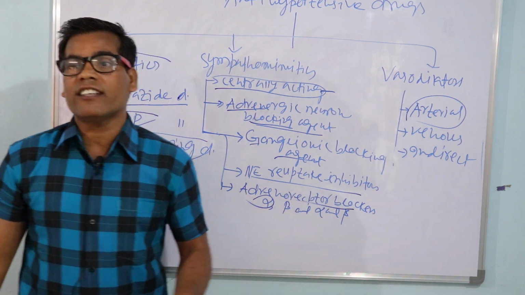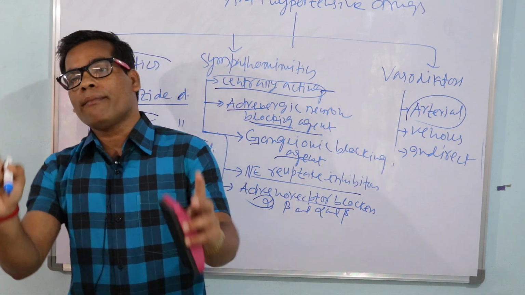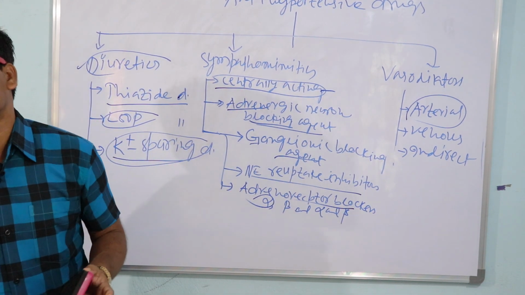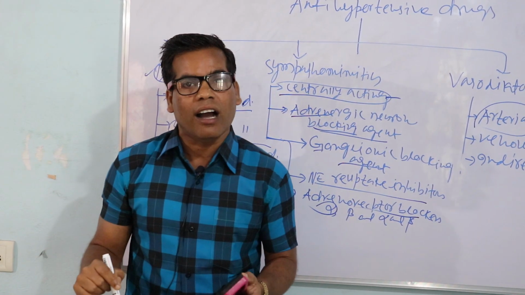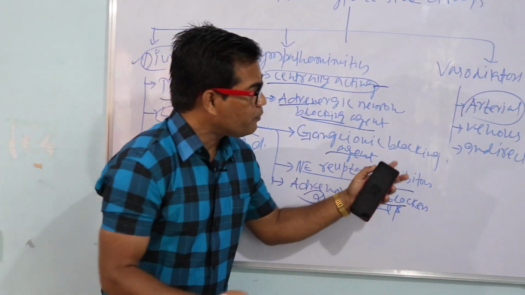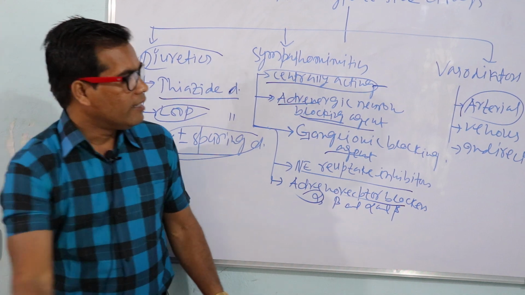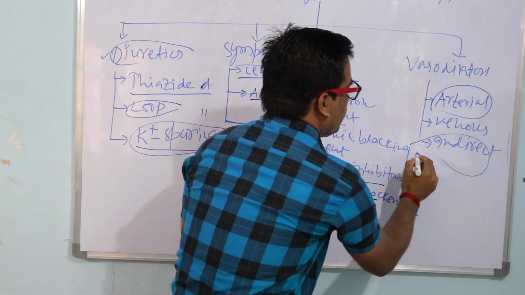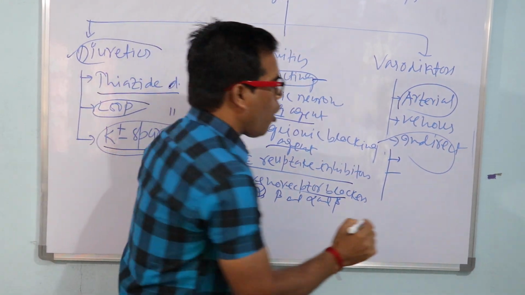Then go for the venous vasodilators. Only one. The example is sodium nitroprusside. But sodium nitroprusside has limited use because of its side effects. Clinically, sodium nitroprusside cannot be used to treat hypertension due to its adverse effects. Next, go for the indirect vasodilators. They are very important antihypertensive drugs. Indirect vasodilators are again classified into the following groups. One is called calcium channel blockers.